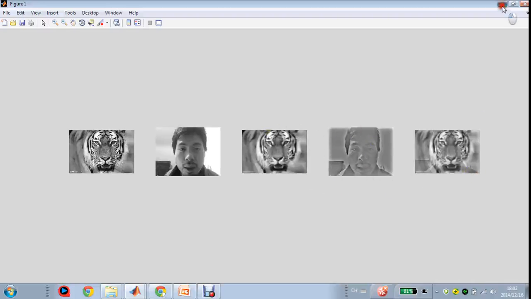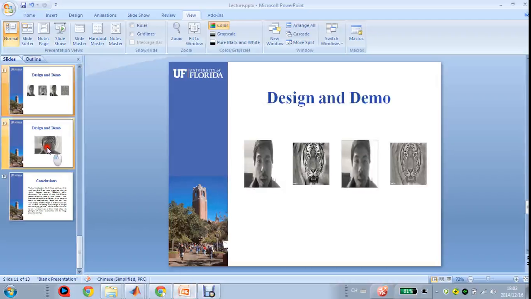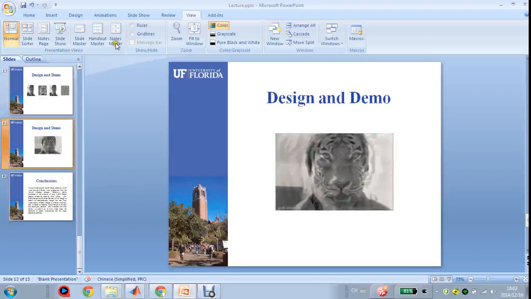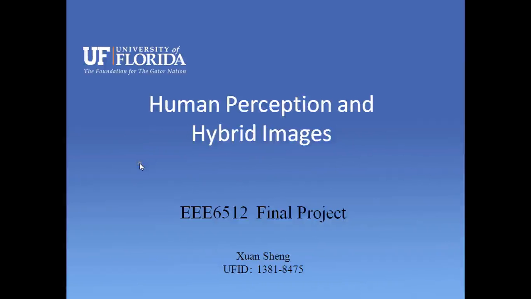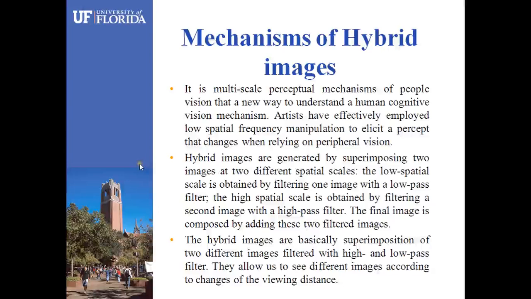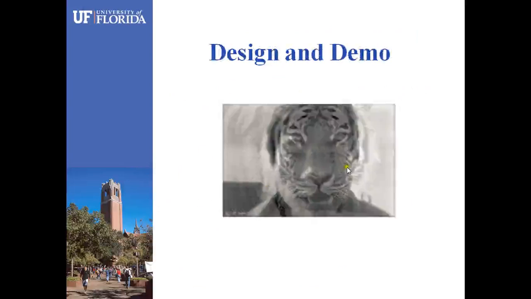Oh, this is not so obvious. This is the final output. You will see the tiger is the foreground and I'm in the background. You can see the tiger's face when you are close to the picture, but when you move far away from this picture, you can see my face. You see that?